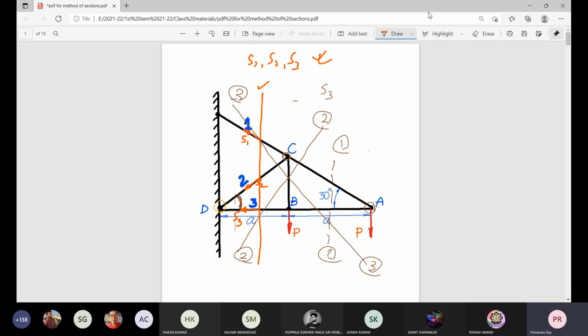But one thing is sure, you cannot solve for more than 3 unknowns, because it is a case of a non-concurrent coplanar force system. So naturally only 3 equations you can solve to find 3 unknowns. Okay.